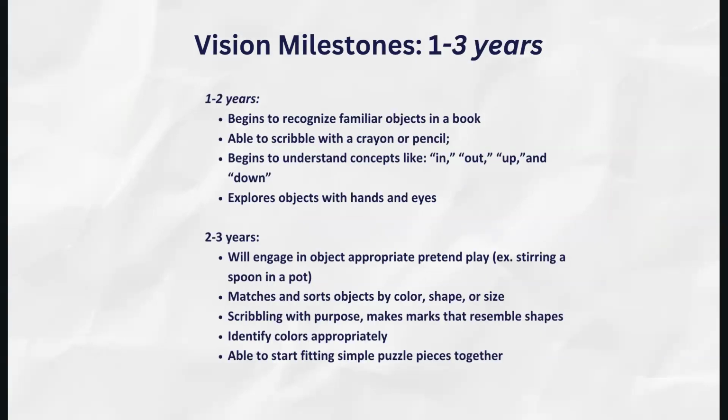Vision milestones 1 to 3 years. In the 1 to 2 year age range, a toddler will likely be able to recognize familiar objects in a book, such as a ball or a cup, and will also be able to scribble with a crayon or a pencil. From ages 2 to 3, a toddler will most likely be able to play pretend with objects. An example of this would be pretending to cook by stirring a spoon in a pot. They will also likely be able to sort items by color, shape, or size.